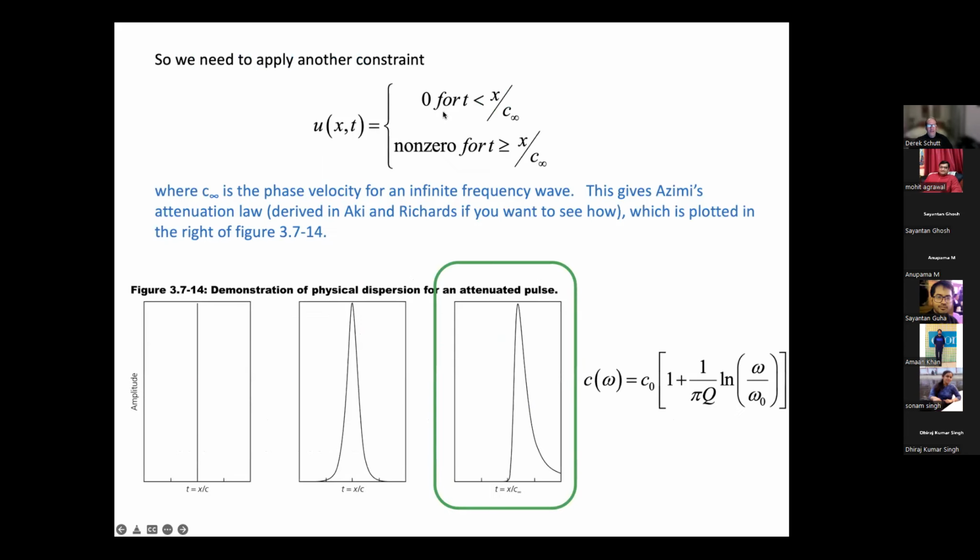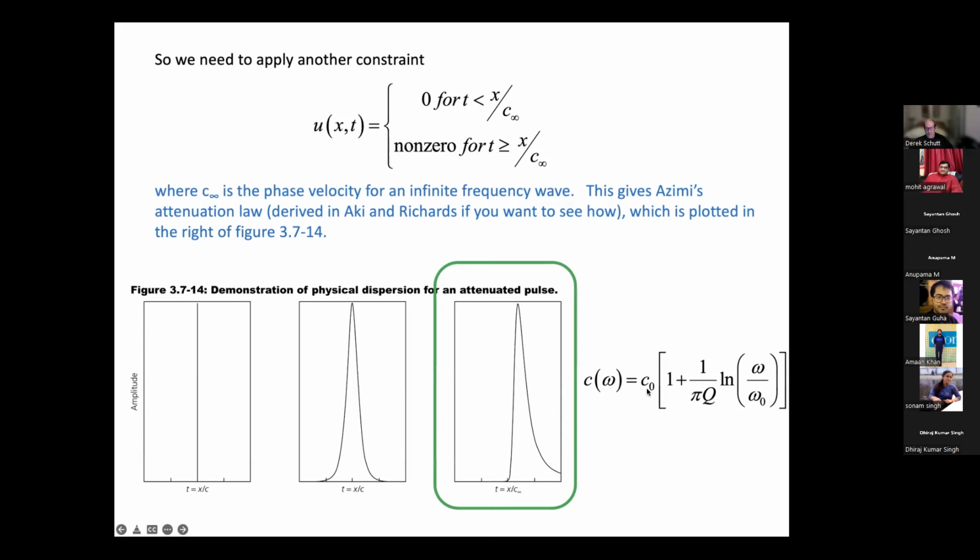So we will say that the energy is 0 for t less than x over our velocity, and c infinity is the phase velocity for an infinite frequency wave. Once we do that, we get this formula here, that c of omega equals c naught times 1 plus 1 over pi Q ln omega over omega naught. And this means that we actually have dispersion, so our phase velocity varies with frequency.